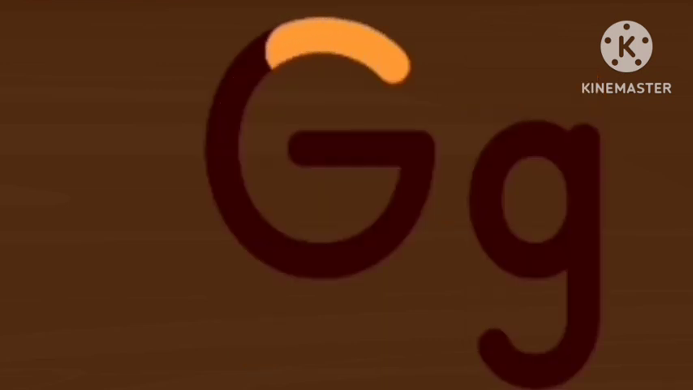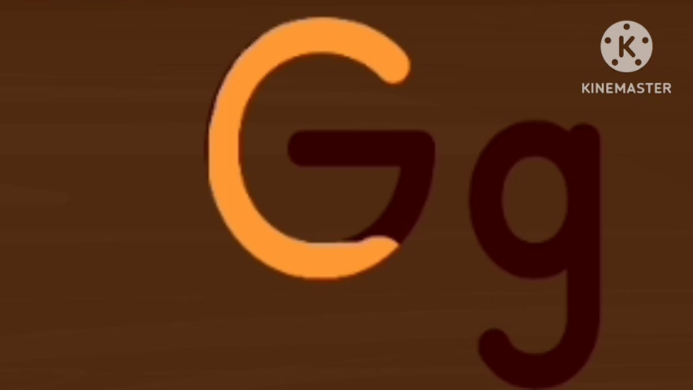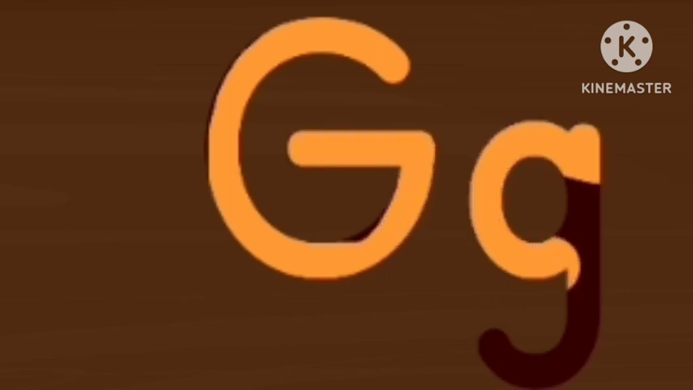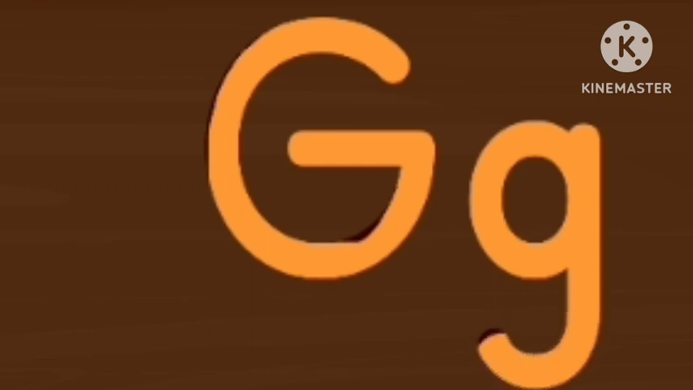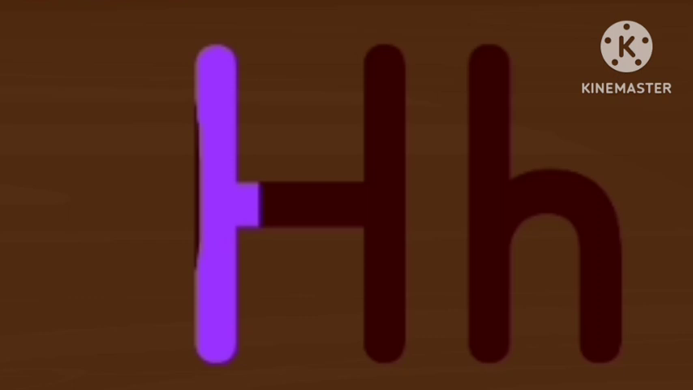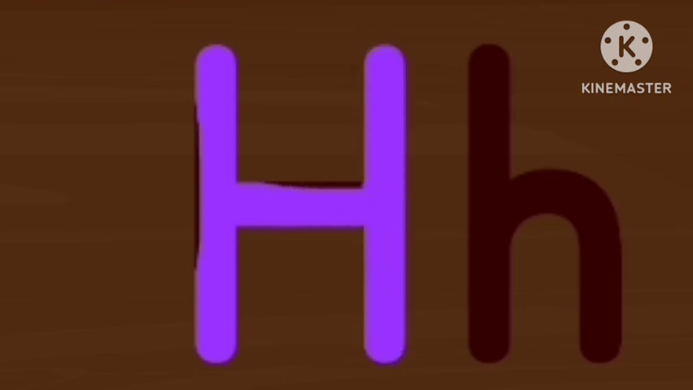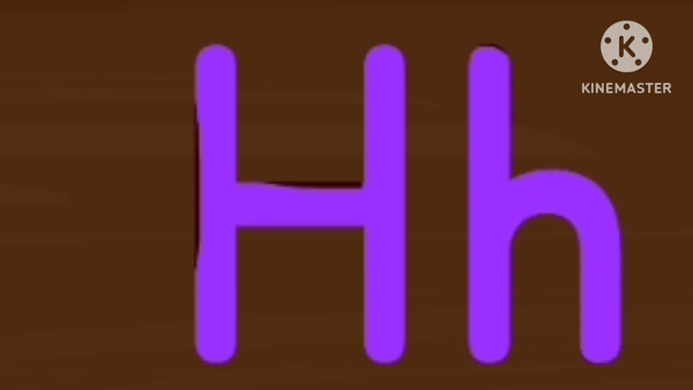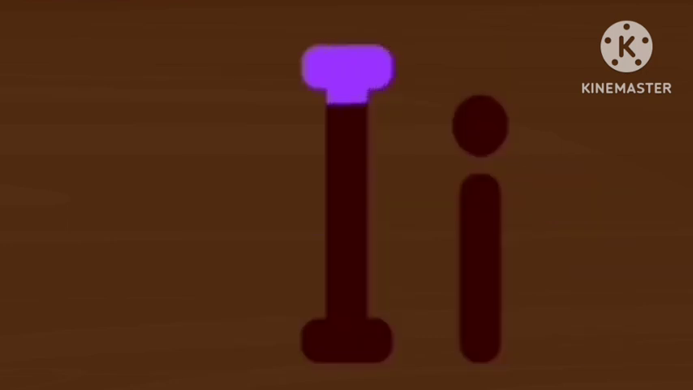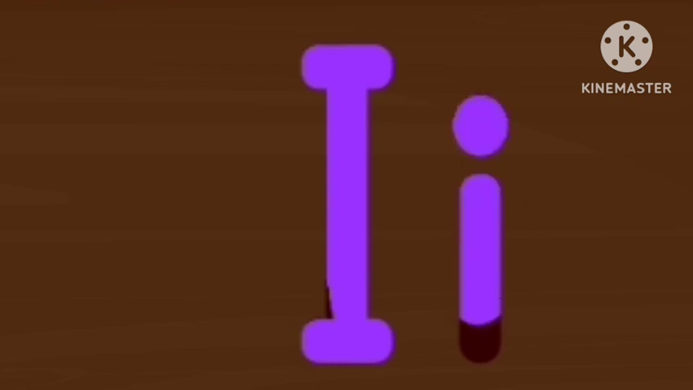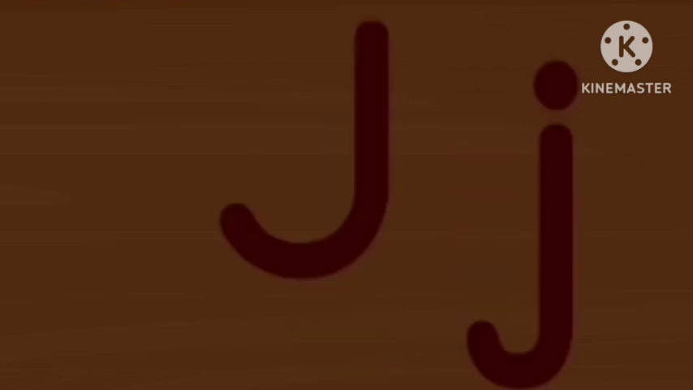Let's try G. Small circle, half circle, one line going inside. Now here also half circle and one line goes down. H. 2 standing lines and one sleeping line. This is small h. Then comes I. I is very easy, just standing lines. This is small i with the dot.